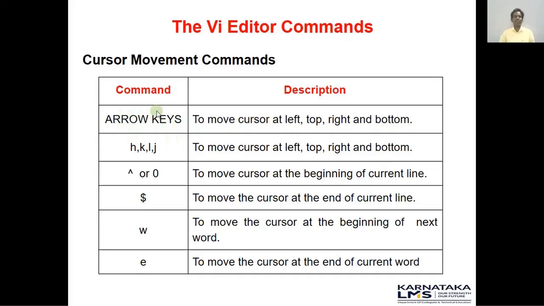Then, instead of arrow keys, we can use the h, k, l, j letters to move the cursor left, up, right and down. To move the cursor to the beginning of the current line, use the control symbol or 0. To move the cursor to the end of the current line, use the $ sign. To move the cursor to the beginning of the next word, use w. To move the cursor to the end of the current word, use e.